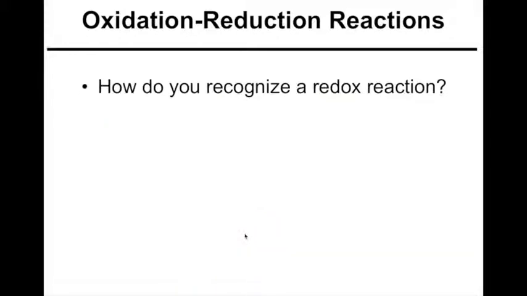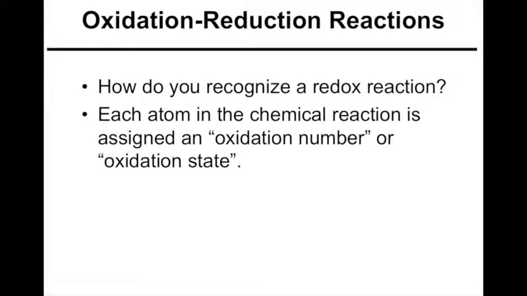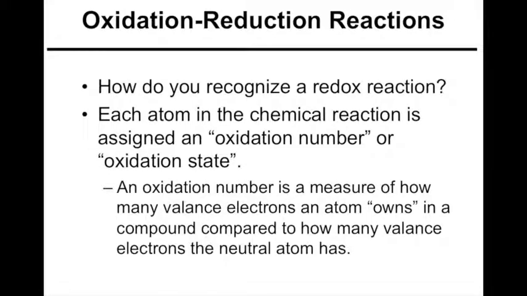So how do we recognize redox reactions for more complex reactions? Well, we have to assign something called an oxidation number or oxidation state. An oxidation number is essentially a way of keeping track, or bookkeeping, for electrons. It's a measure of how many valence electrons an atom owns when it's in a chemical compound compared to how many valence electrons it has when it's all by itself and neutral.